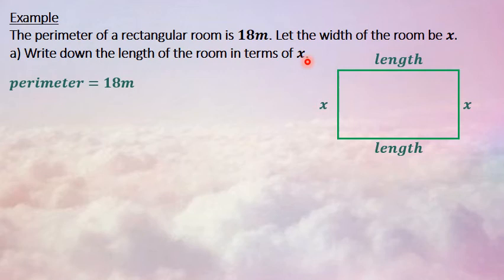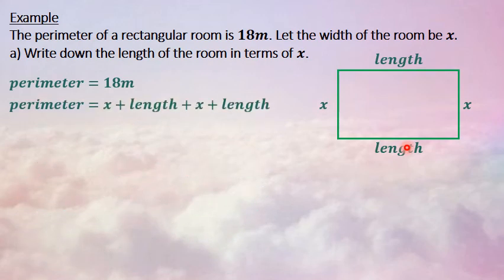But let's think about the perimeter. If you were to work it out, wouldn't you add x plus length plus x plus length all together to get your perimeter? Of course you would. That's pretty simple. We are now looking for length in terms of x. Do we have a value that I can replace the word perimeter with? Yes, we do. 18. And at the same time, I've just gathered my like terms. x and x together gave me 2x, and length together gave me 2 length.